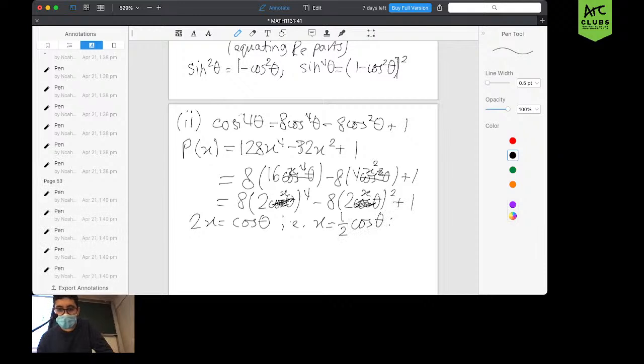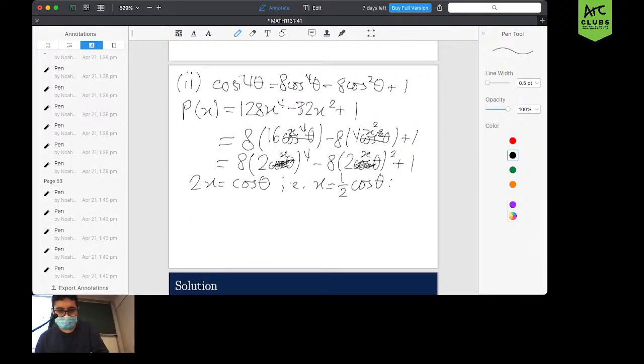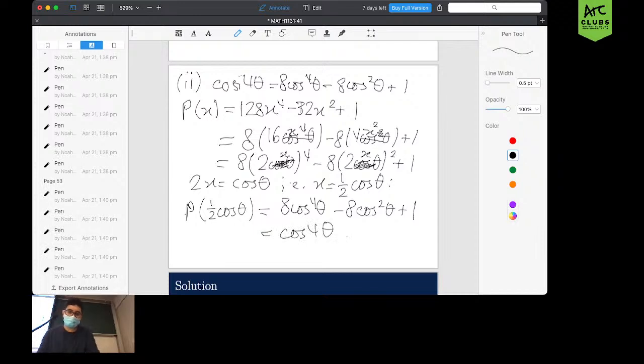Well, then we get, for our p of x, p of a half cos theta is equal to 8 cos theta to the 4 minus 8 cos squared theta plus 1, which is simply just our cos 4 theta from part I. Does that make sense so far?